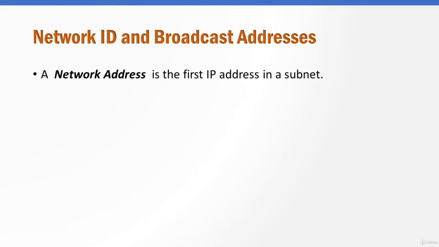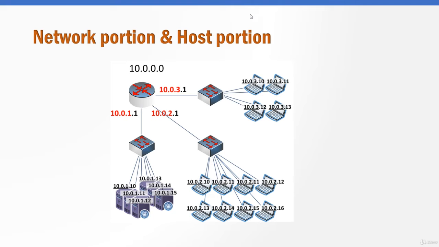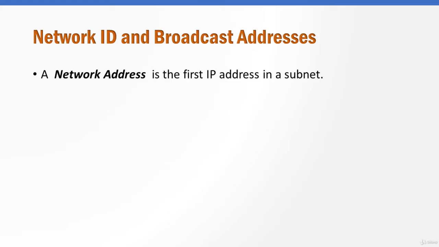The network address is the very first IP address in a subnet. In the previous slide, we gave the first useful IP address, or the first usable, I believe is the term, IP address to our gateway, but that's not really the first IP address. The very first IP address in this subnet would be 10.0.3.0.